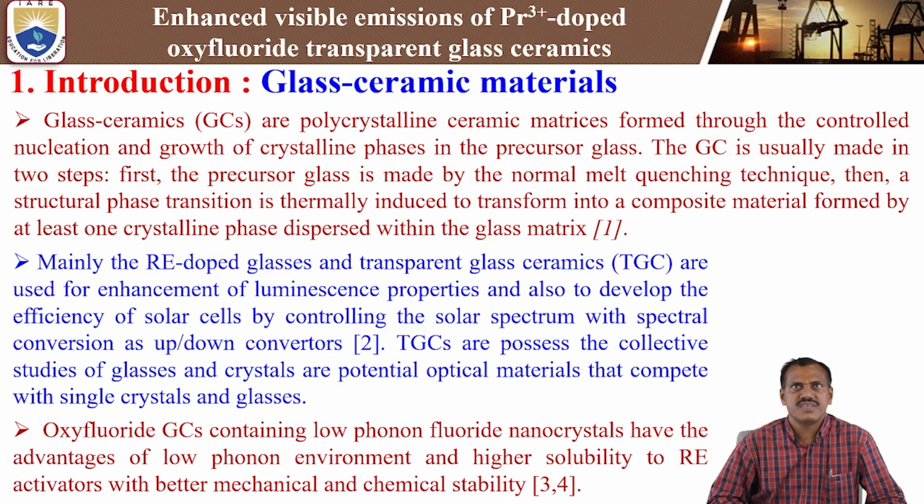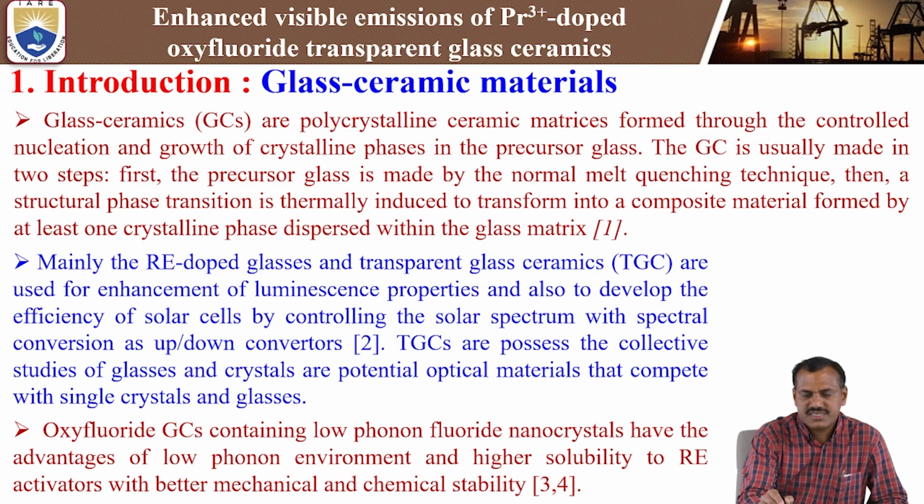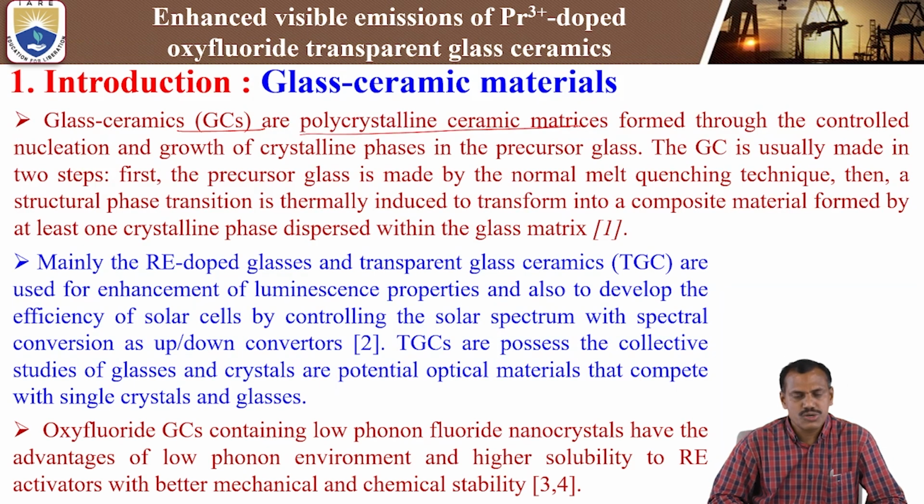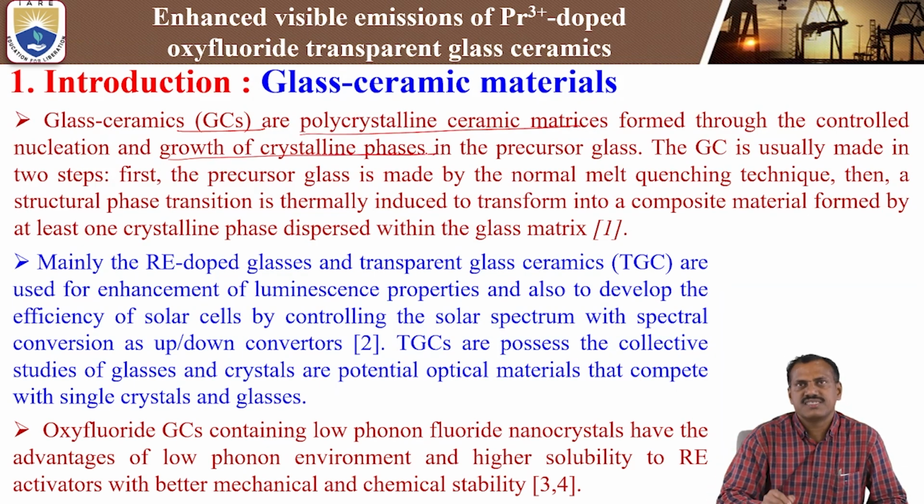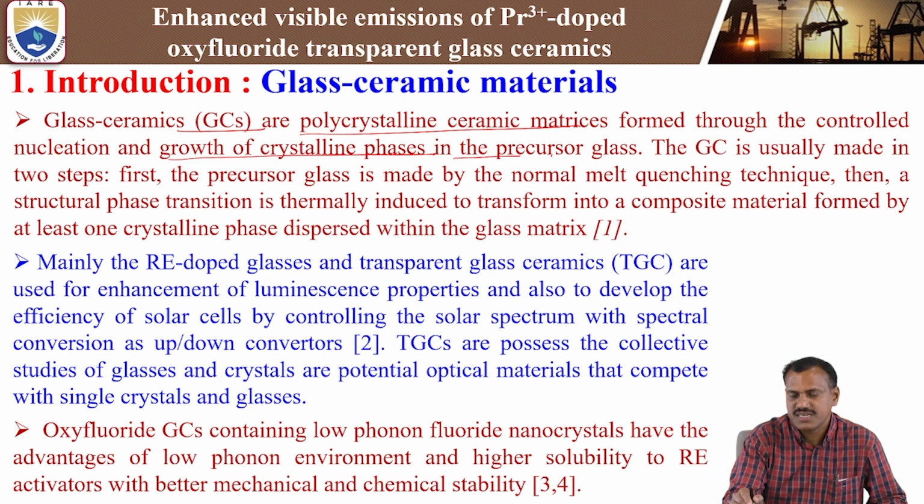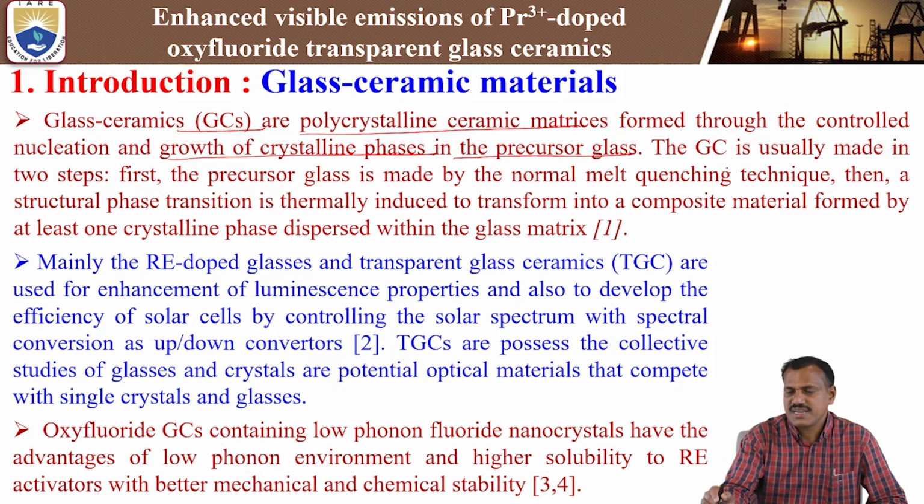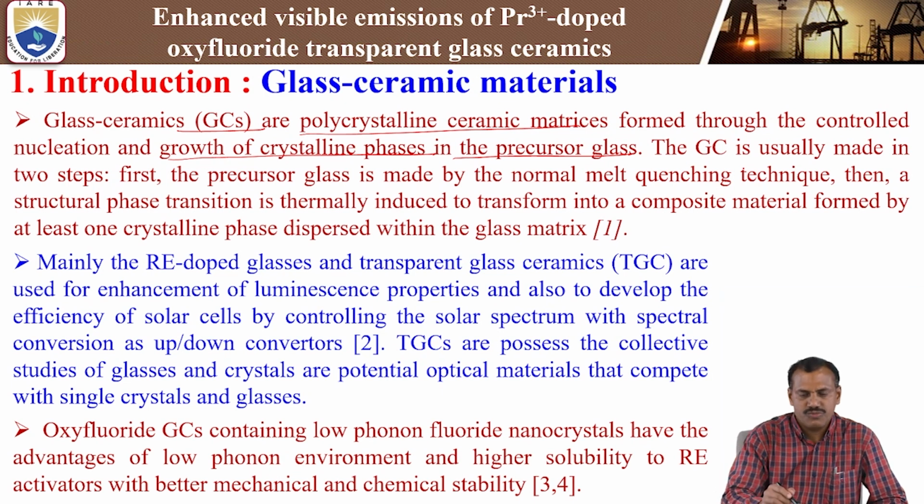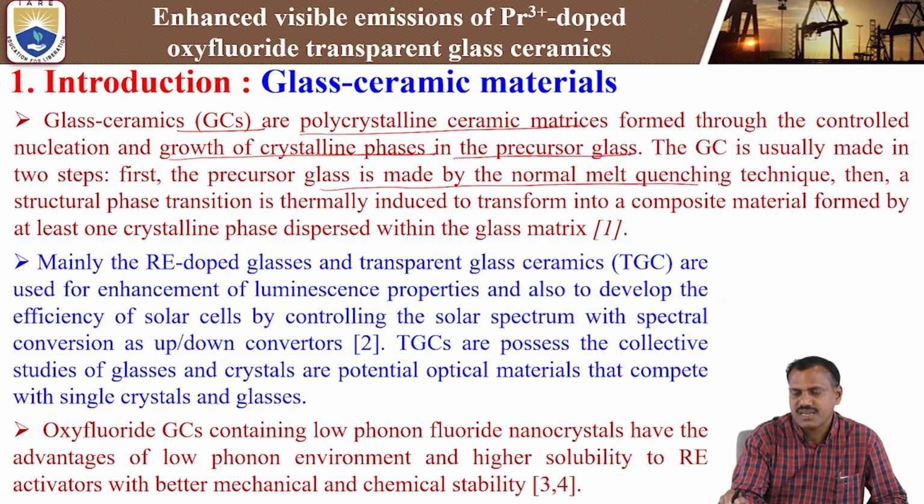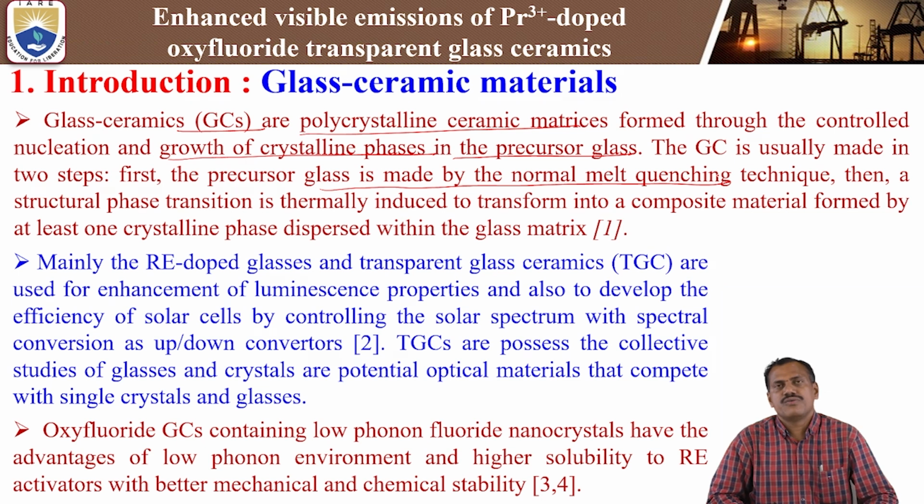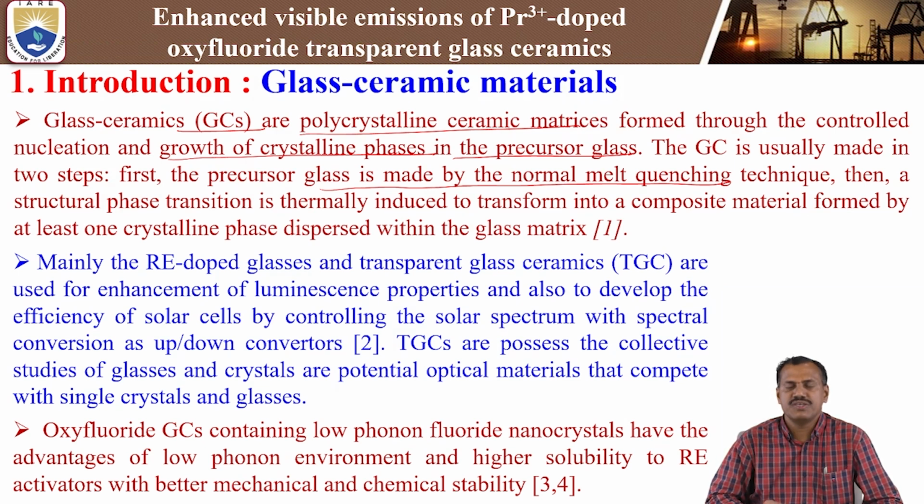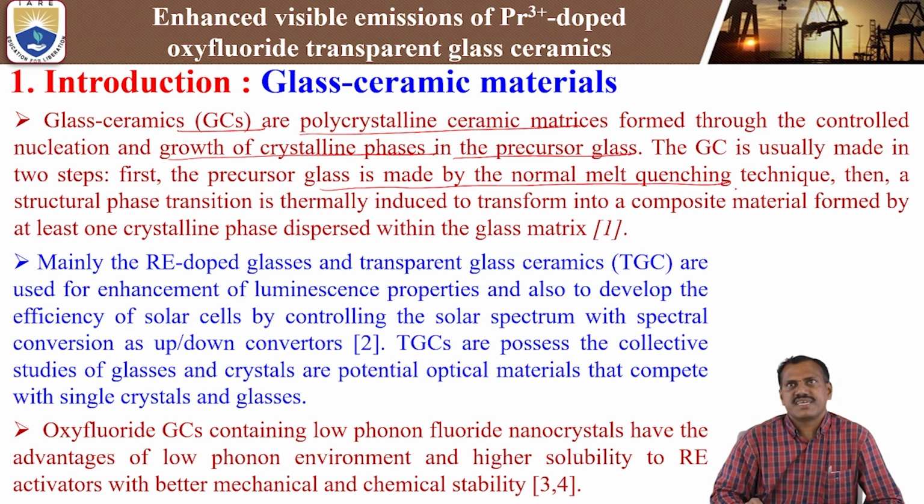Next, introduction of the glass ceramic materials. Glass ceramics, GCs, are polycrystalline ceramic materials formed through the controlled nucleation and growth of a crystalline phase. That is very important. The precursor glass is a completely amorphous material. The glass ceramic is usually made in two steps. The first step is the precursor glass made by the normal melt quenching technique. Initially we need to prepare the glass material using the well-known conventional melt quenching technique, which gives the precursor glass, that means an amorphous material.